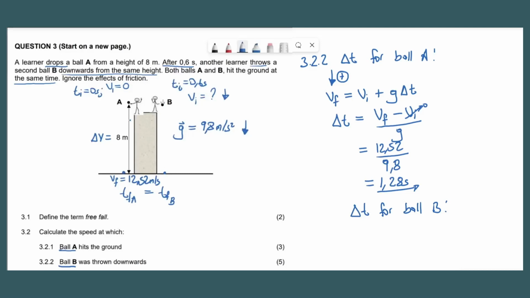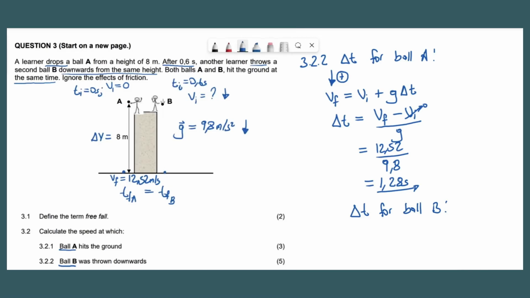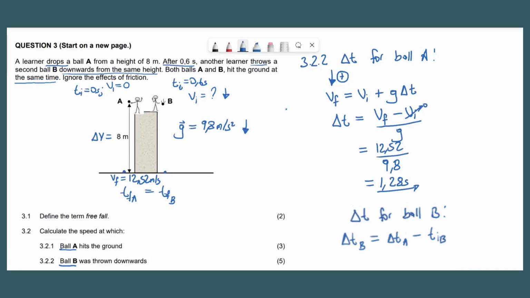And so basically, this information is telling us that ball B is actually going to take 0.6 seconds less to get to the ground compared to ball A, meaning that the change in time for ball B is going to be equal to the change in time for ball A minus the initial time, or the starting time, of ball B, that is the 0.6 seconds. Okay, but if you are not 100% convinced, we can actually also prove this mathematically.